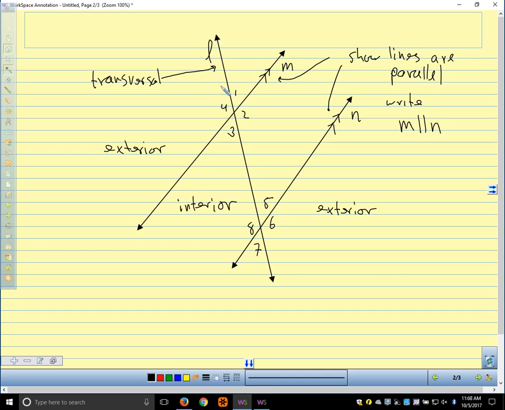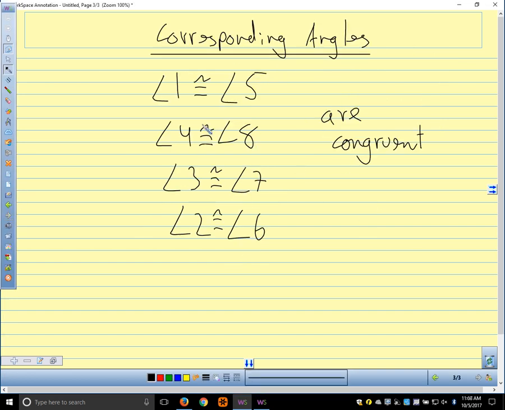If I moved this X with all the angles over here and laid it right on top of this X with all the angles, angle 1 and 5 would be in the same place. Angle 2 and 6 would be in the same place. So that's one way to visualize corresponding angles. This would be the important information to have in the box that says corresponding angles: which ones are corresponding and that they're congruent.